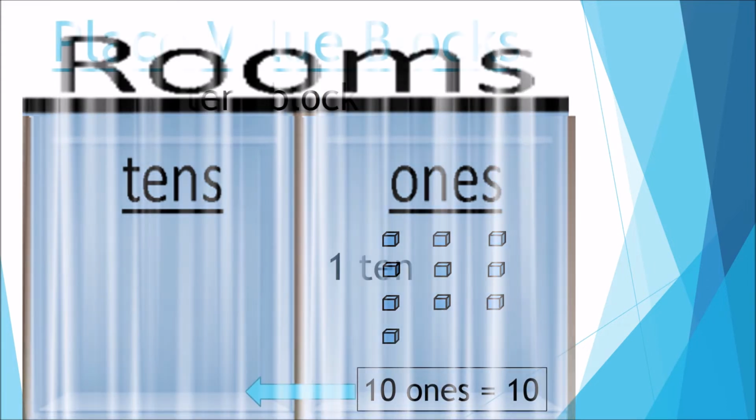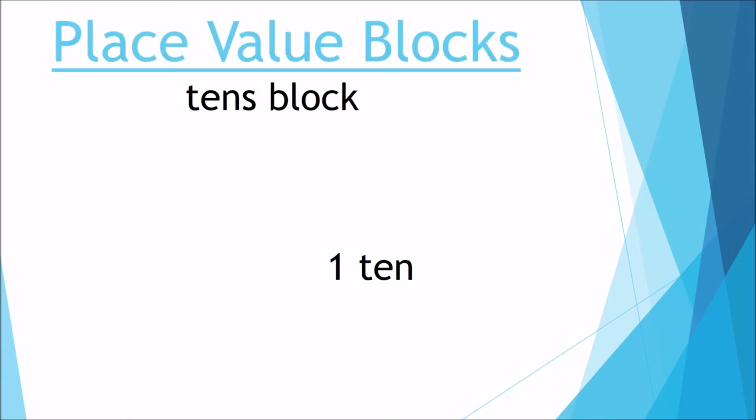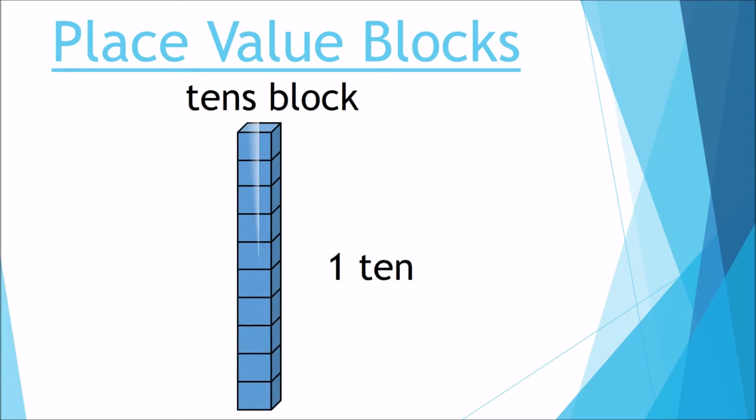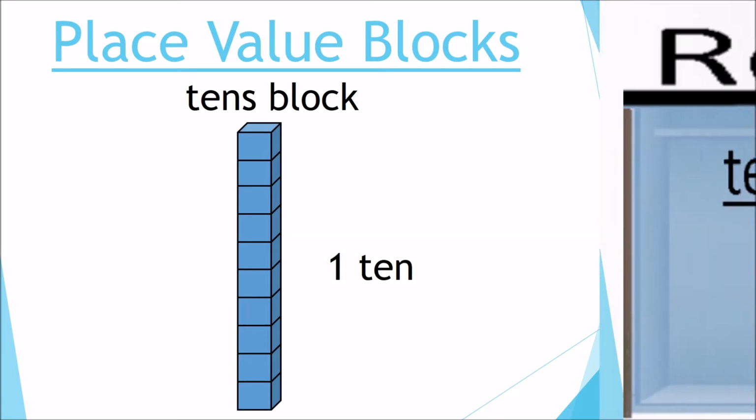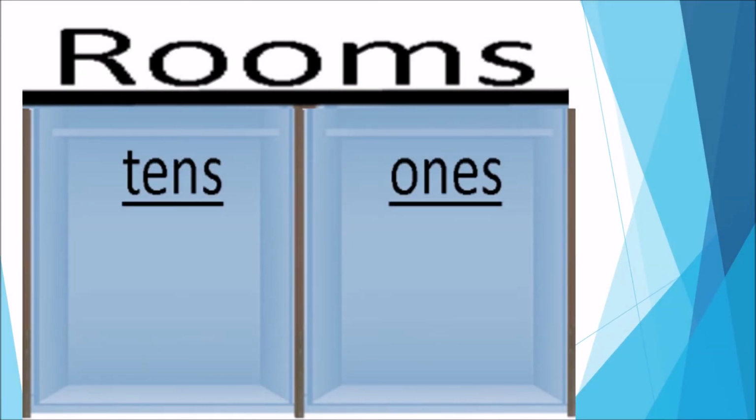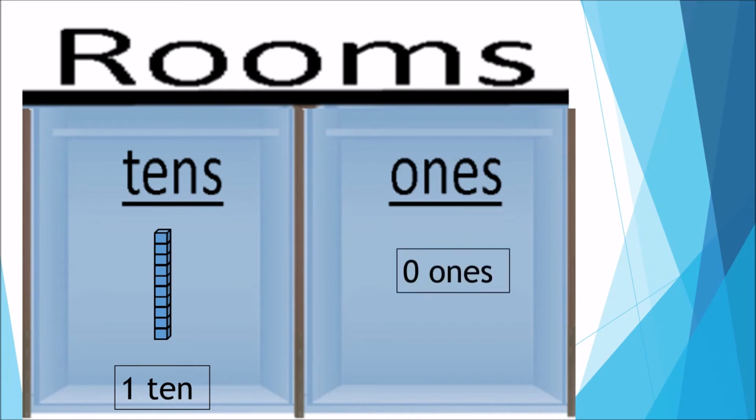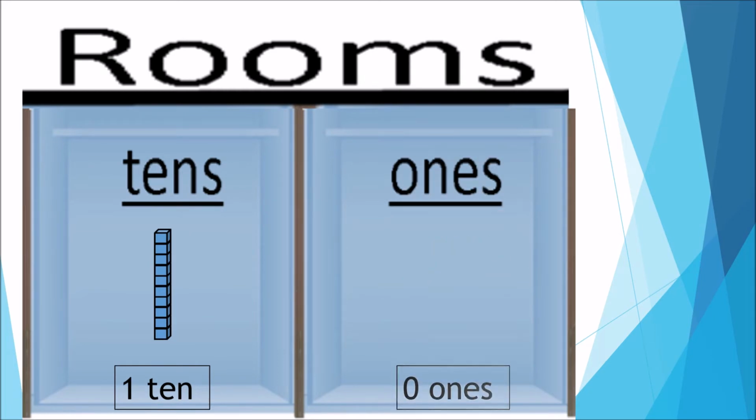Now, we cannot put that in the ones room. We have to put all of the ones blocks into one block, and we call that the tens block, and that's 1 ten. So where do we place the tens block? In the tens room. Yes, we put it in the tens room. That's 1 ten in the tens room and 0 ones in the ones room.